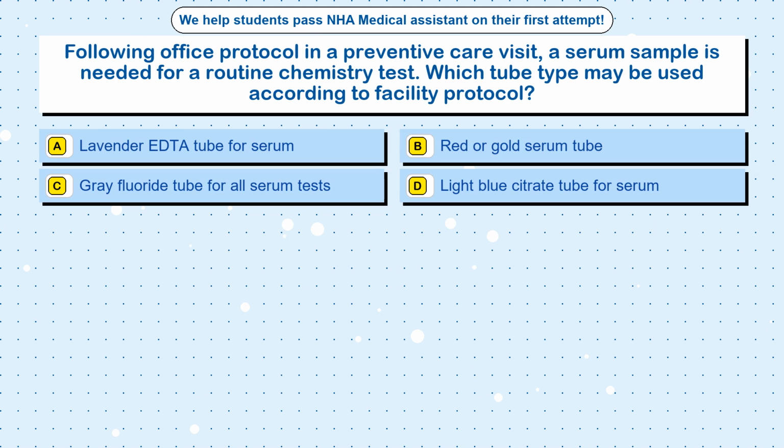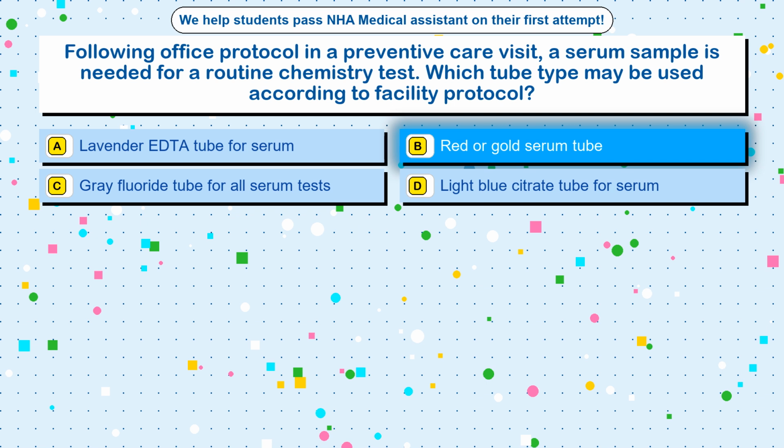Question 45. Following office protocol in a preventive care visit, a serum sample is needed for a routine chemistry test. Which tube type may be used according to facility protocol? Option A. Lavender EDTA tube for serum. Option B. A red or gold serum tube. Option C. Gray fluoride tube for all serum tests. Option D. Light blue citrate tube for serum. The correct answer is option B. Red or gold serum tube.